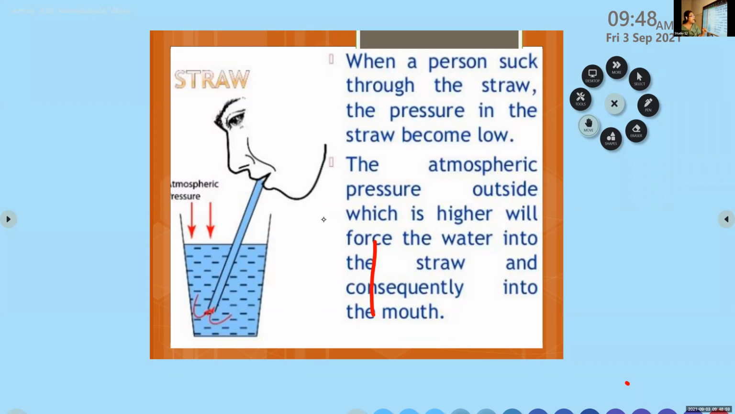As a result, what will happen? The atmospheric pressure outside is higher, so it will force the water or the juice into the straw and you are able to drink it. So this is also an application of liquid pressure. When you suck the straw, you are removing the air pressure inside the straw, then the straw becomes empty, then the pressure outside the straw is more, and that will push the juice or water into the straw and you will be able to drink it.